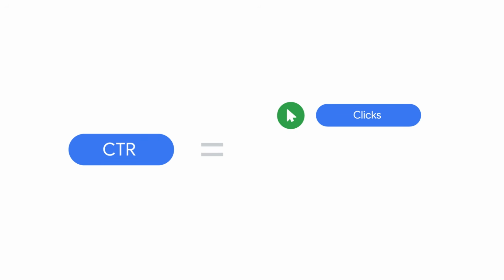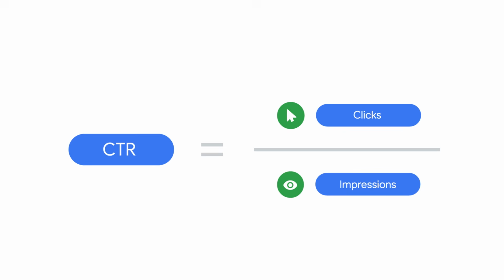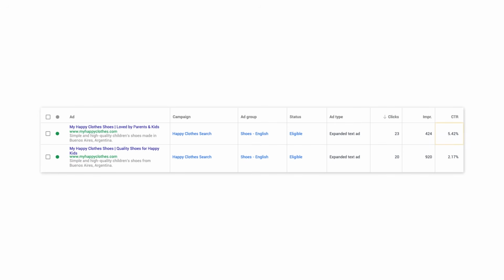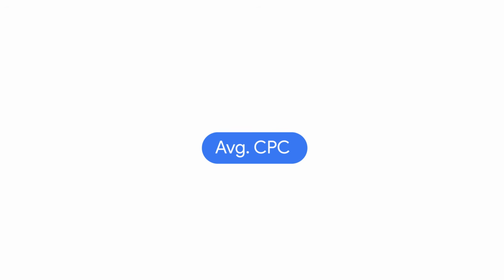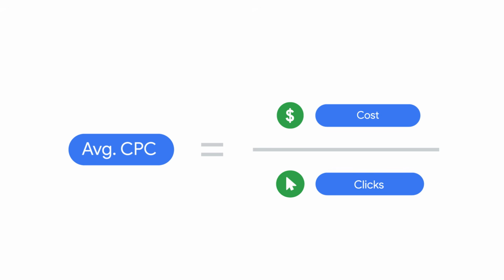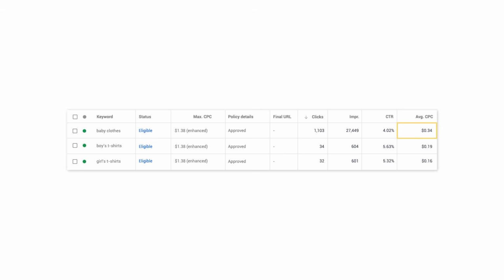Click-through rate, or CTR, is how many people clicked your ad out of the number of people who saw it. A higher click-through rate usually means that your ad is more relevant or attractive. Average cost per click, or average CPC, is your cost divided by the number of clicks on your ad. A higher average CPC for a specific keyword often means that the keyword is relatively competitive and has a high number of advertisers bidding on it.